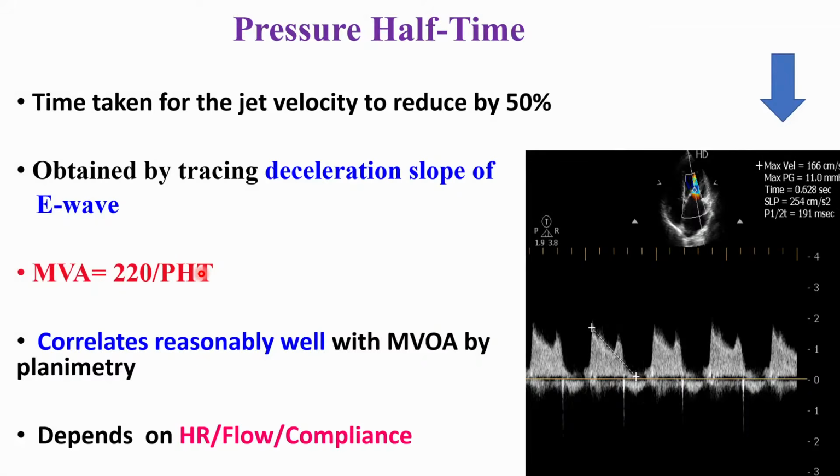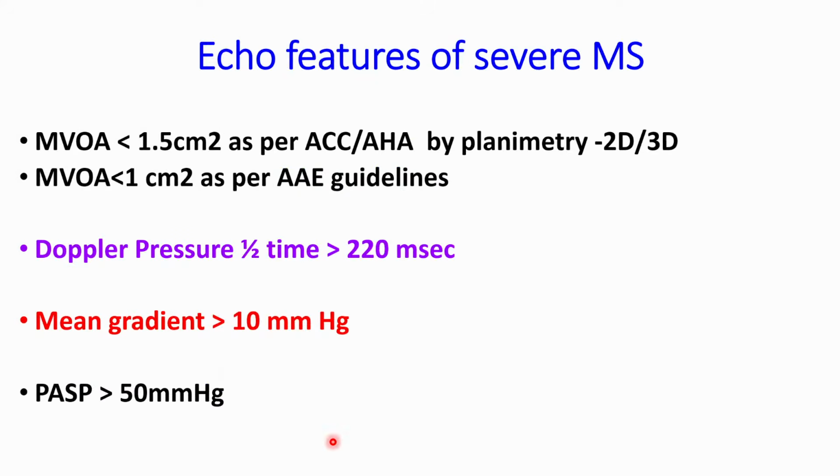220 divided by pressure half time gives the mitral valve orifice area. It correlates reasonably well with the mitral valve orifice area in the absence of MR and other valvular pathology. So if there is other valvular disease, then it will not be reliable. It depends on heart rate, flow, and the LV compliance.